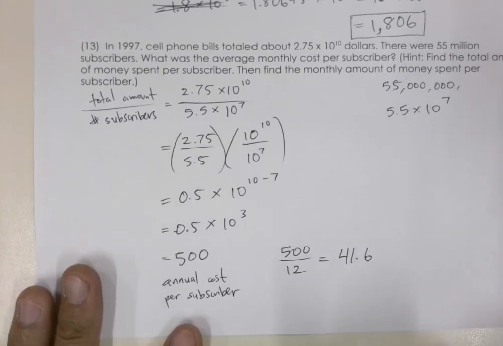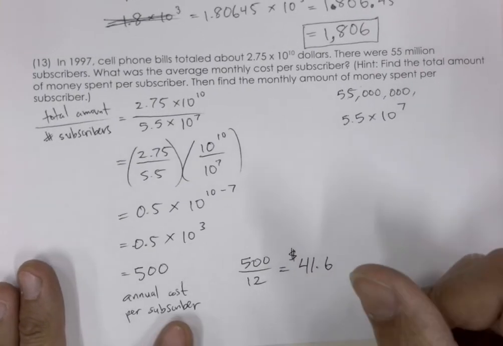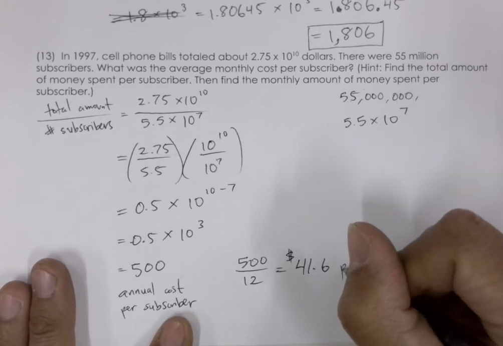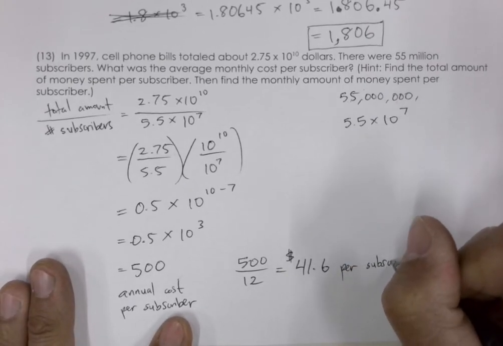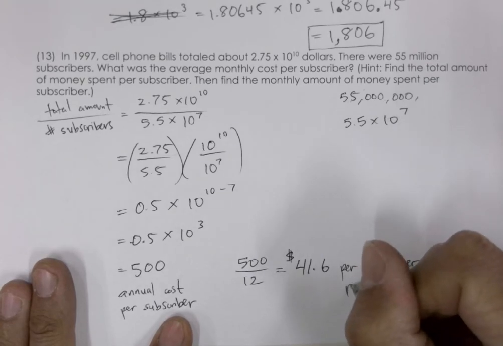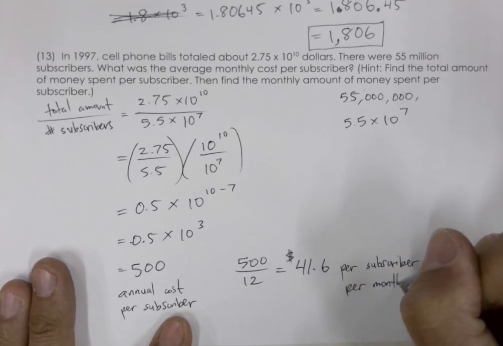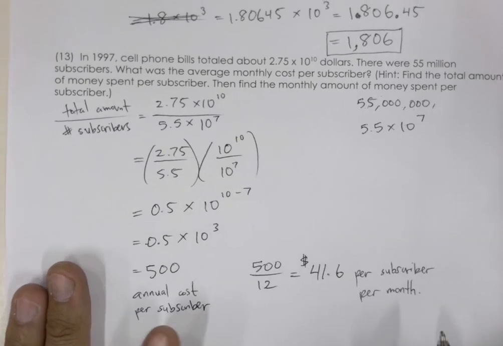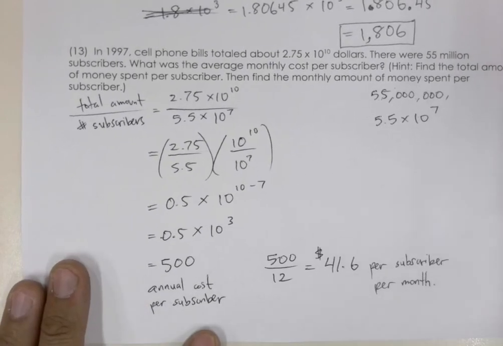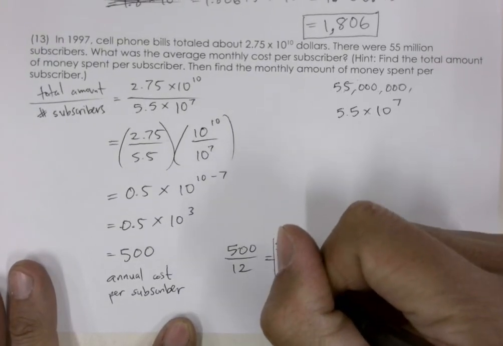$41.67 per subscriber per month. And that's our final answer. Put a box around it.